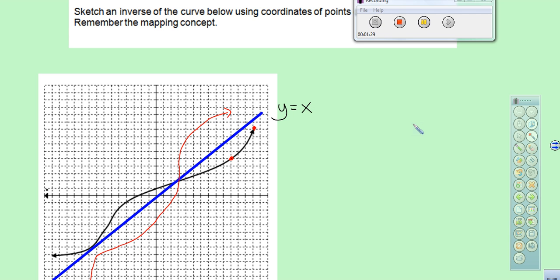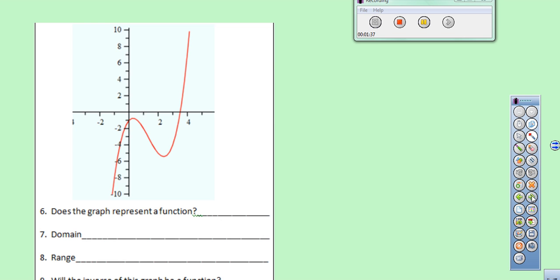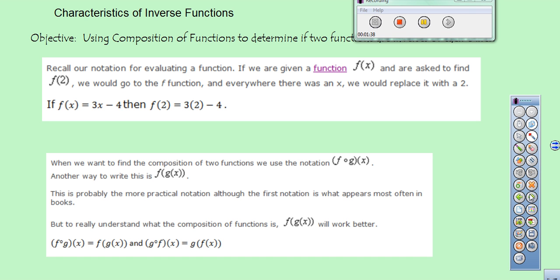So we looked at finding inverses by ordered pairs, finding inverses on a graph, and now the last objective is to be able to find, if I give you two functions, for you to be able to tell me if the two functions are inverses. So that's our objective for today. So let's take a look at that.